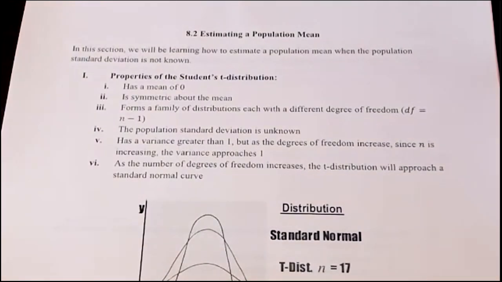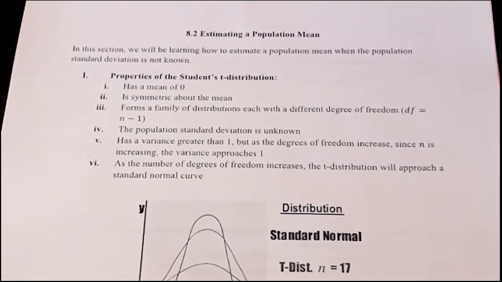All right. Properties of a student's T distribution. Has a mean of 0, is symmetric about the mean, forms a family of distributions, each with a different degree of freedom. DF equals n minus 1. The population standard deviation is unknown. Has a variance greater than 1. But as the degrees of freedom increase, since n is increasing, the variance approaches 1.